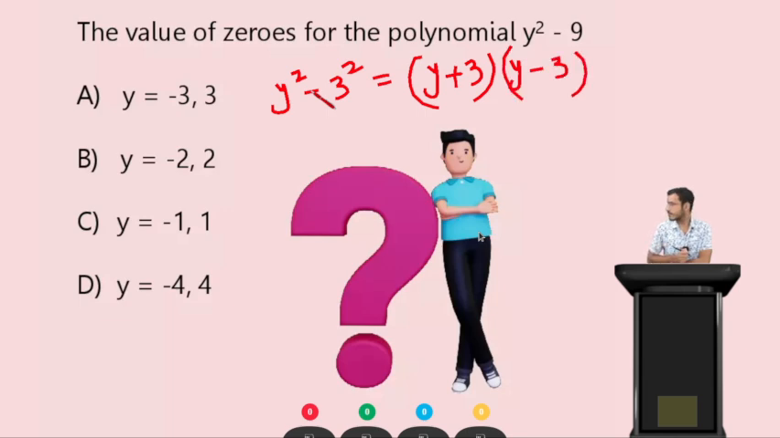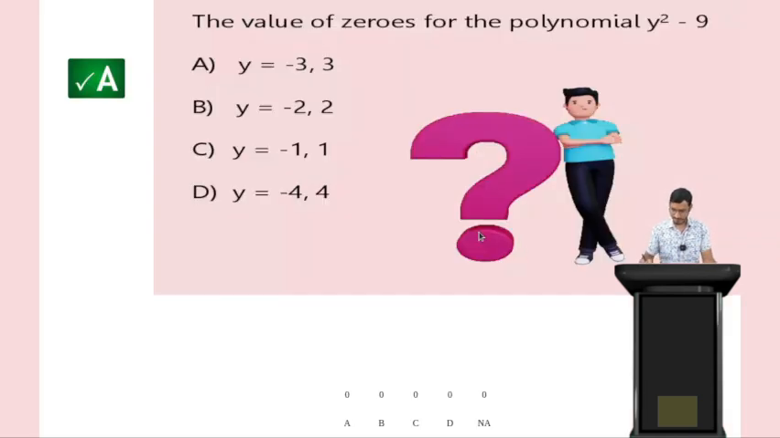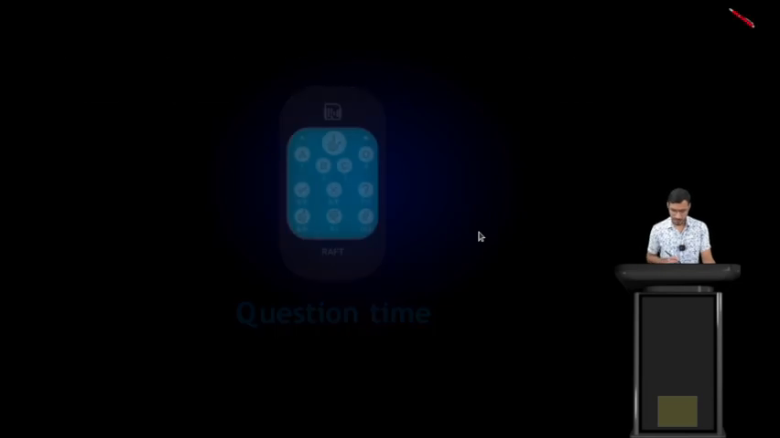Now when we substitute the value of y as minus 3 here, minus 3 plus 3 is equal to 0, so the whole term is 0. And when y equals positive 3, positive 3 minus 3 is 0. That means the solution of this equation is 3 comma minus 3. These are the zeros, 3 comma minus 3. That means option A is the right answer here. Now let's move to the next part.